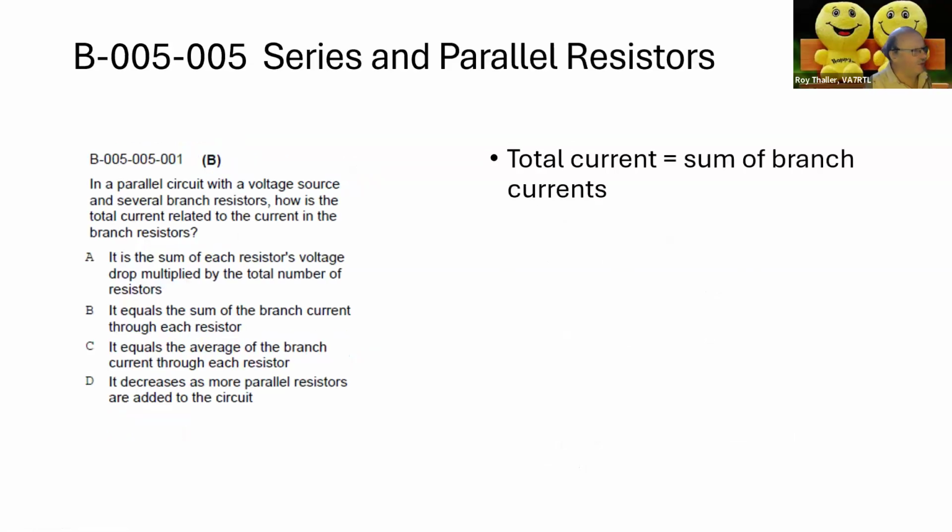Now we're getting into series and parallel resistors. So in a parallel circuit, the voltage source and several branch resistors, but how is the total current related to the current in the branch resistors? So remember here, you're in a parallel circuit. So the total current is the sum of the branch currents. So B would be the correct answer.